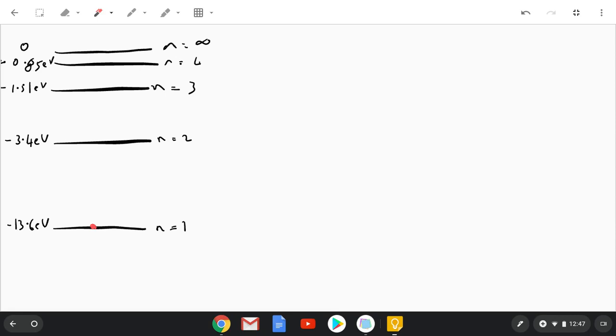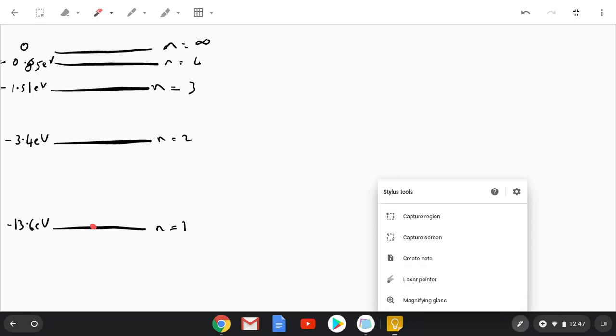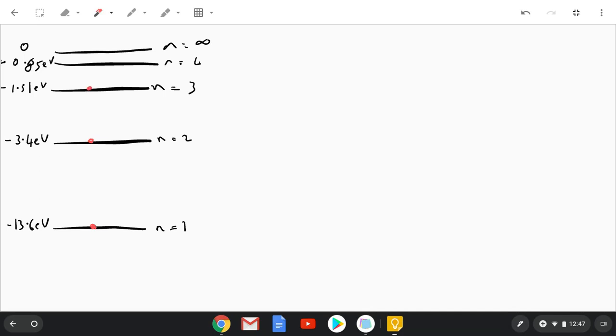Okay. And what Niels Bohr is saying is that if the electrons, or some electrons, are in this position here, some electrons are in this position, some electrons are in this position, and so on. So why would electrons be in these positions here?